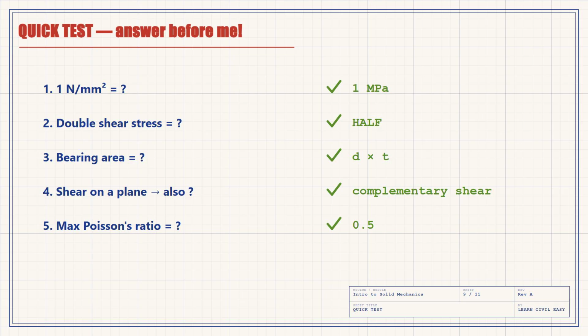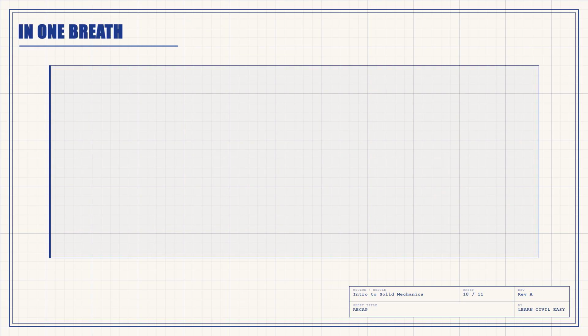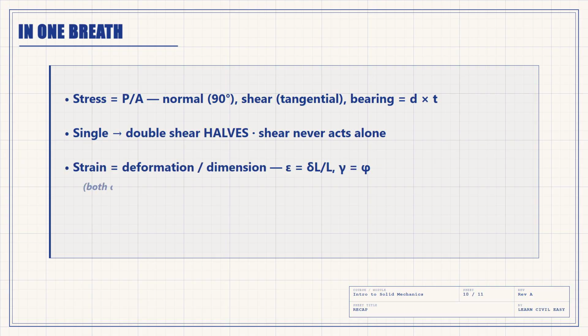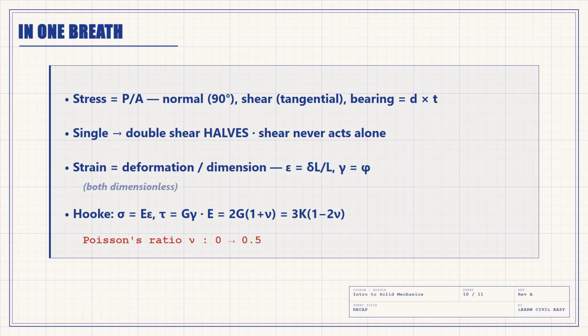You've cleared this chapter. In one breath: stress equals P over A. Normal stress acts perpendicular, shear acts parallel, and bearing is contact pressure with area d times t. Single to double shear halves the stress, and shear never acts alone. Strain is deformation per unit dimension. Normal strain changes length, shear strain changes shape, and both are dimensionless. And Hooke's law: sigma equals E epsilon, tau equals G gamma. That's the foundation of the whole subject.